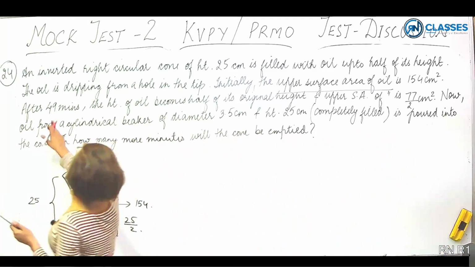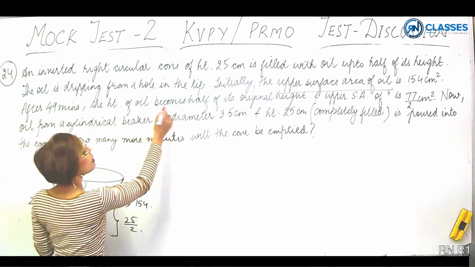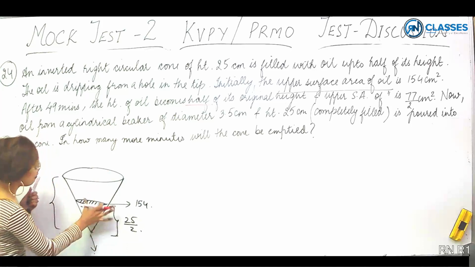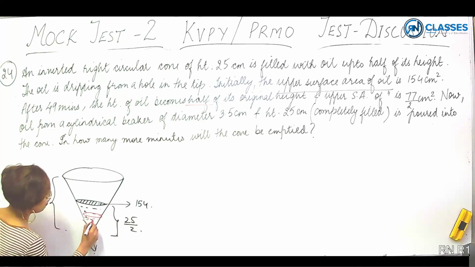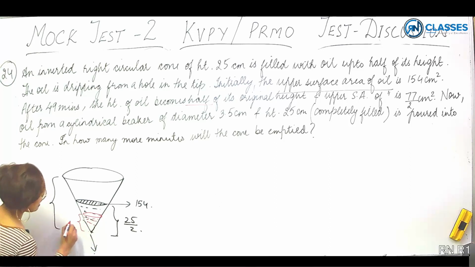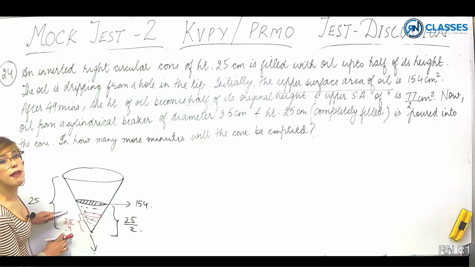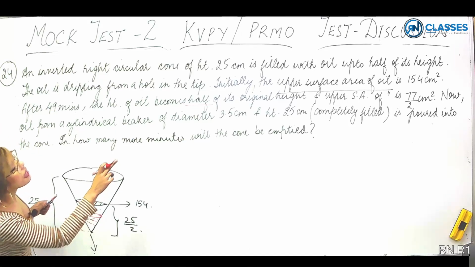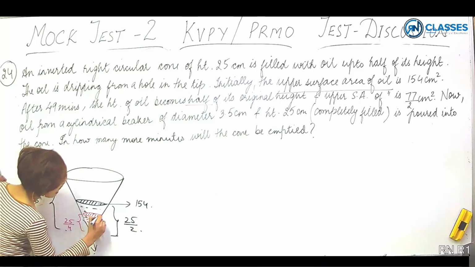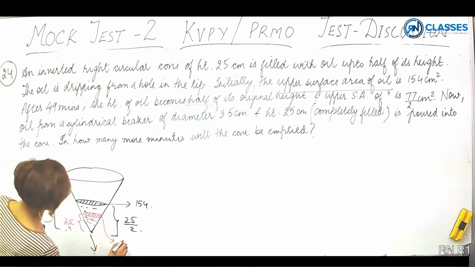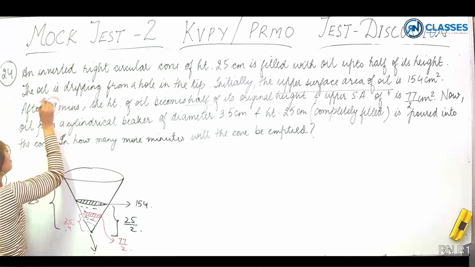Now he says after 49 minutes, since the oil is coming out, the height of the oil becomes half of its original height. So after 49 minutes, half of its original one. So now my oil is here. Right? This height is 25 by 4. Why? Half of this. That is 25 by 4. And now he says the upper surface area. So oil is here, upper surface area is this one. This is 77 by 2. And this all happens in 49 minutes.